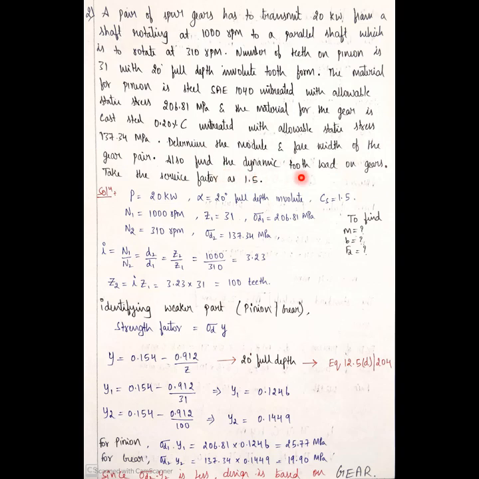Also find the dynamic tooth load on the gears. Take the service factor as 1.5. Okay, so let's see how to solve the problem. Power is given, speed is given, alpha is given, that is 20 degrees.